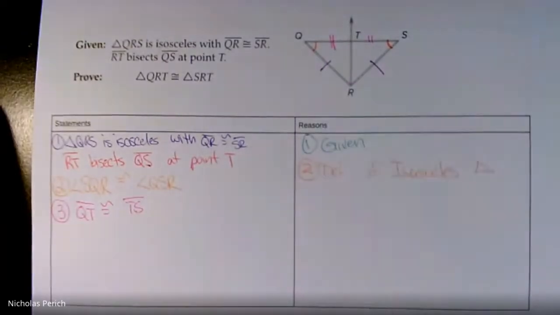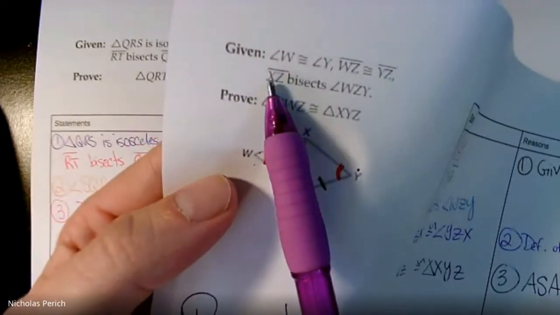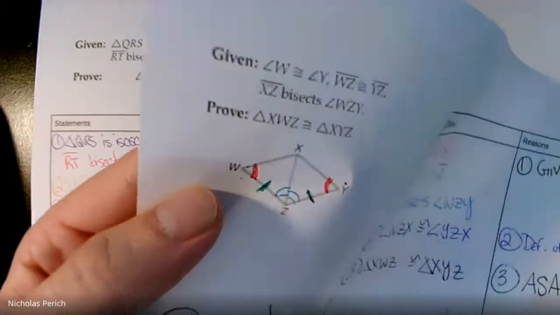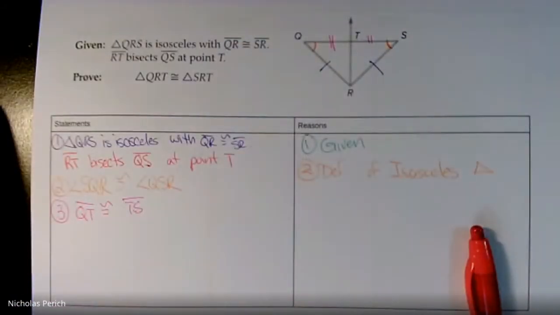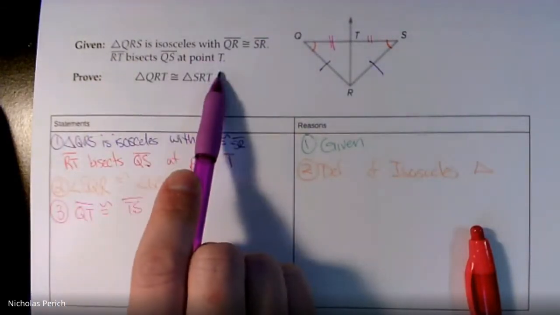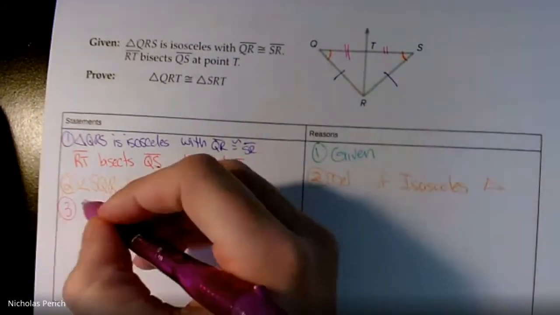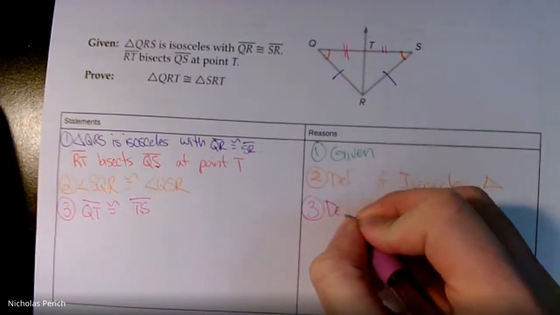Now, remember, in the last problem, it said that a line bisects an angle. And since the line bisected the angle, that led us to say that two angles are congruent. Here, it's saying a line bisects a line. So we could say two lines are congruent to each other. QT is congruent to TS, and that's by definition of bisect.